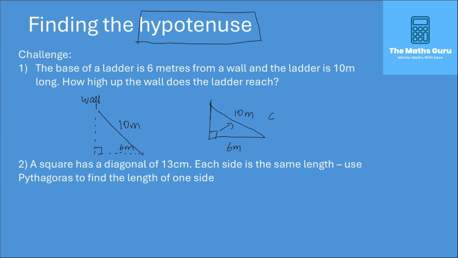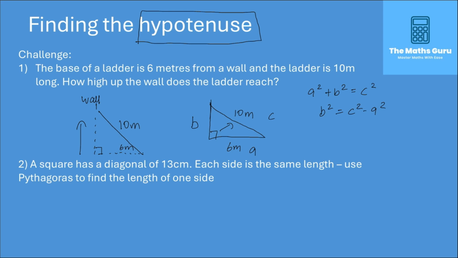We can rename them A or B. Hence, let's just call this one A. And we need to work out B because we need to see how high up the wall the ladder reaches. And as you can see, this will be how high up the wall the ladder will reach. Okay. So, looking at our original equation, A squared plus B squared equals C squared, we need to rearrange our given equation to get it in terms of B, or in this case, B squared. So, we minus A squared from both sides and get B squared is equal to C squared minus A squared.